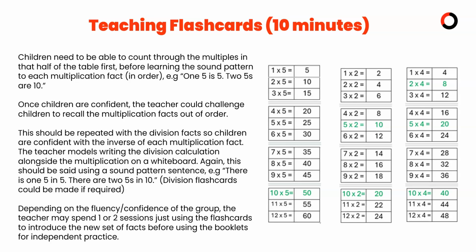So the teaching flashcards is the first 10 minutes. Children need to be able to count through the multiples in that half of the table first before learning the sound pattern to each multiplication fact in order, e.g. 1 5 is 5, 2 5s are 10. Once children are confident, the teacher could challenge children to recall the multiplication facts out of order. This should be repeated with division facts, so children are confident with the inverse of each multiplication fact.